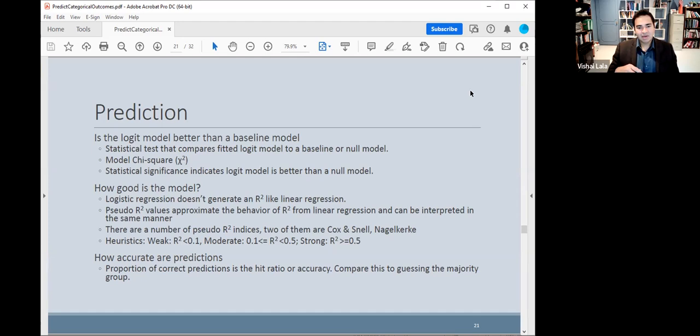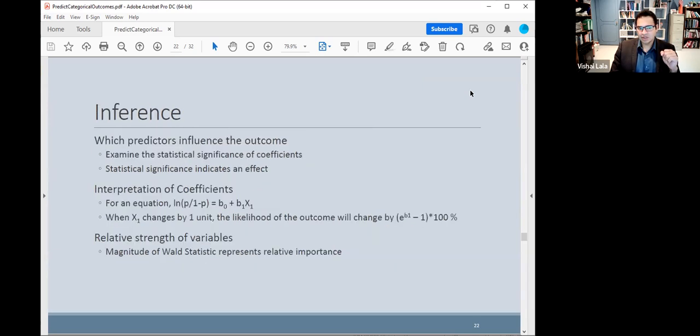While there isn't a linear regression R-squared available, there are pseudo R-squares that approximate the behavior of the R-squared from linear regression. The ones we'll look at are Cox-Snell and Nagelkerke R-squares. We'll evaluate them using our traditional heuristics of under 0.1 being weak, 0.1 to 0.5 being moderate, and so on. Lastly, we're interested in predicting how accurate are the predictions. This is similar to the concept of looking at an RMSE. We'll look at something called a hit ratio or accuracy to judge accuracy of predictions.